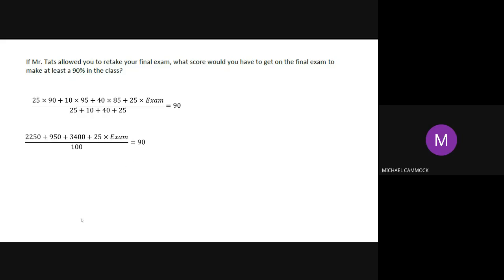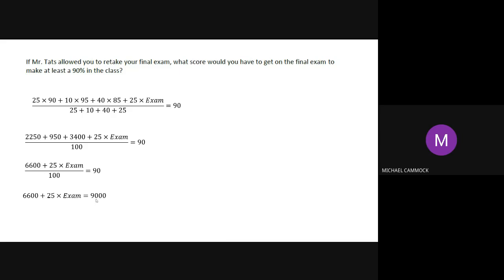Okay, let's keep doing some algebra now. Let's add up these numbers, right, which works out to be this, plus 25 times the exam over 100 is equal to 90. Then let's cross multiply. Hopefully you remember what cross multiplication is: multiply the bottom of this side times the top of that side. We're going to do that next. That works out to be 9,000. So 90 times 100 is 9,000. So this plus 25 times that gives me 9,000.